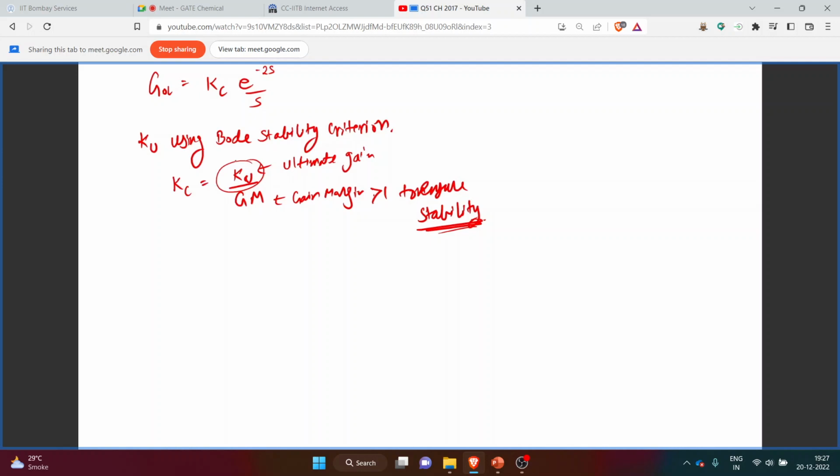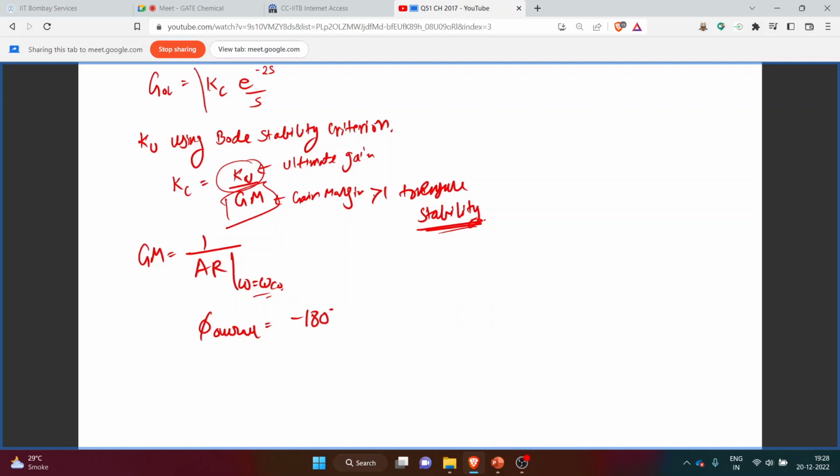So for that, we need to find the value of gain margin. Gain margin we can define as the inverse of the amplitude ratio at the phase crossover frequency. That is, gain margin is equal to 1 upon amplitude ratio at omega equal to omega C0. So for this, first of all, we need to find this crossover frequency. We can find it as the frequency at which the phase lag is minus 180 degrees, that is, phi overall is equal to minus 180 degrees.